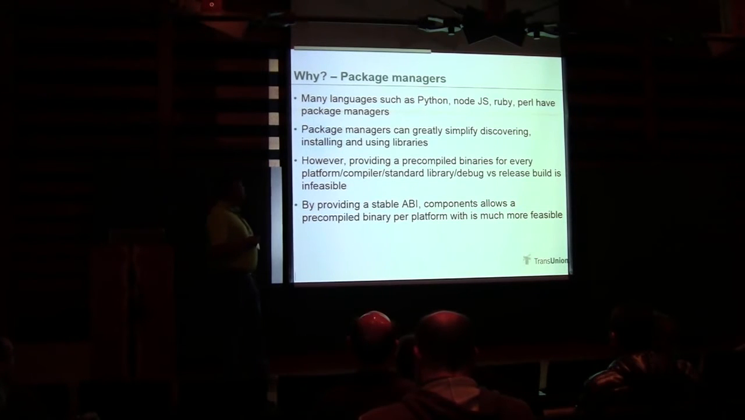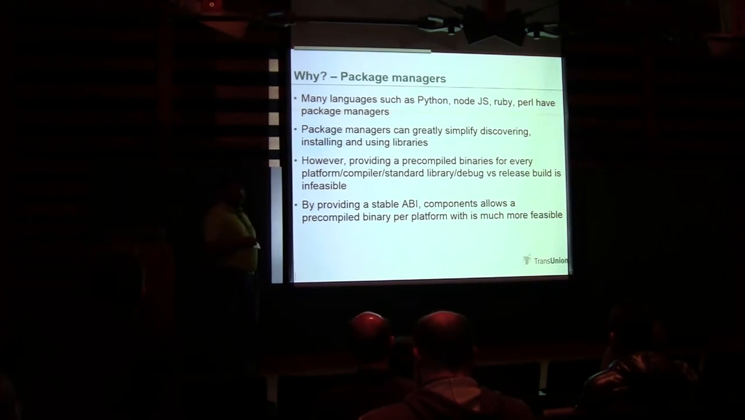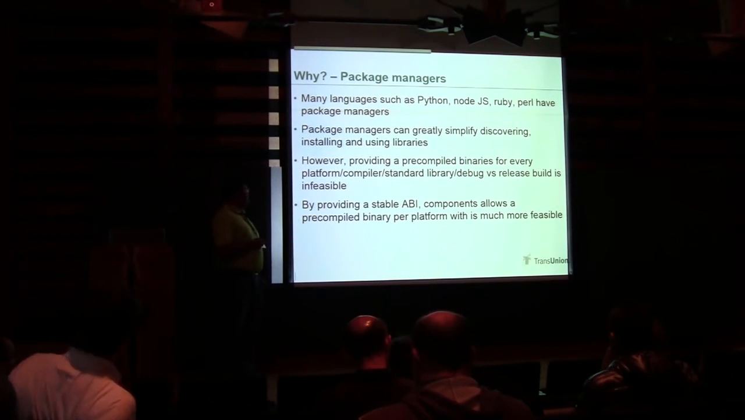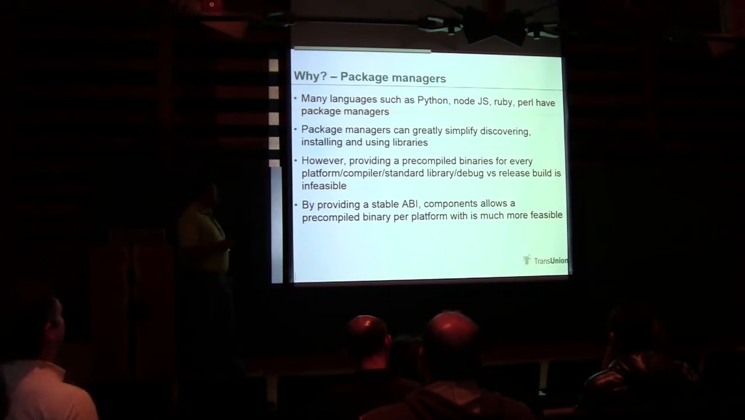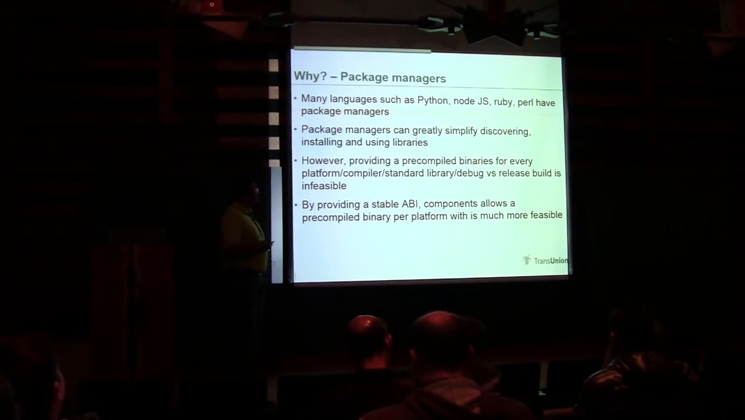What else? Why else for C++ components? Well, package managers. Many languages, Python, Node.js, Ruby, Perl, they've all got their package managers. They greatly simplify discovering a library, installing a library, using a library. However, with C++, most of these you'll notice they're interpreted. C++ has a problem with, you've got to provide a precompiled binary. And the way with the ABI now, you've got to basically precompile a binary for every platform, compiler, standard library, and maybe even debug and release build.